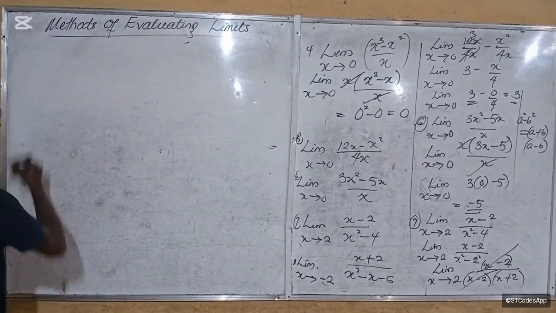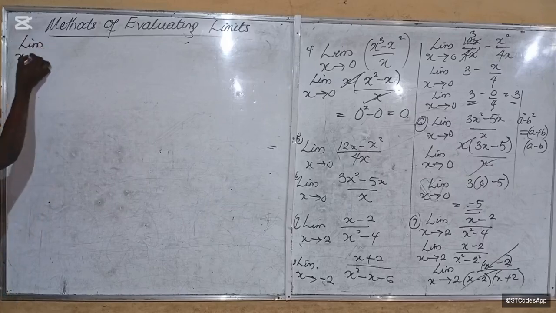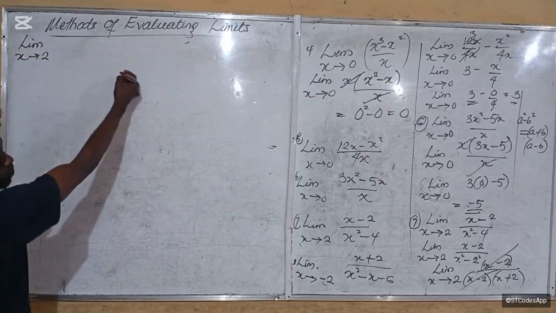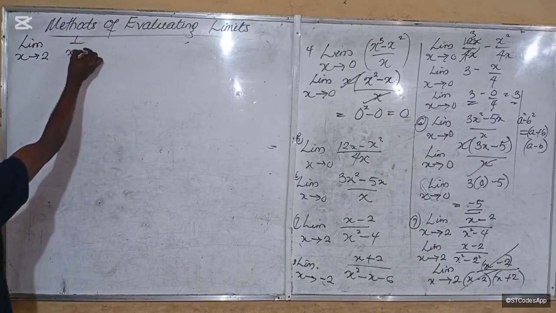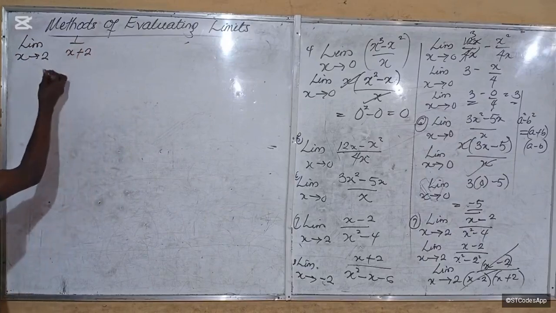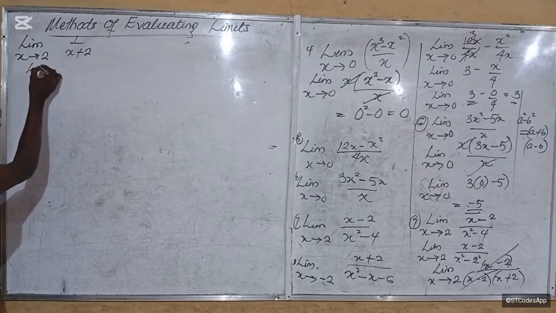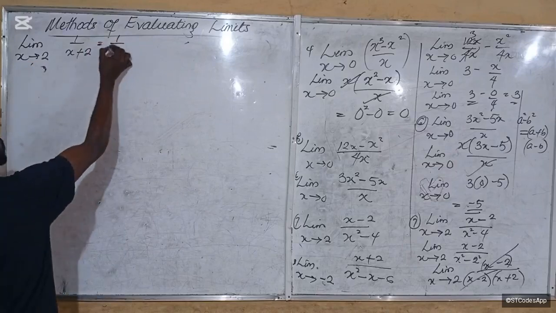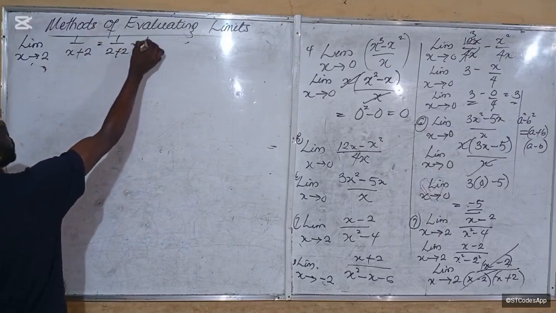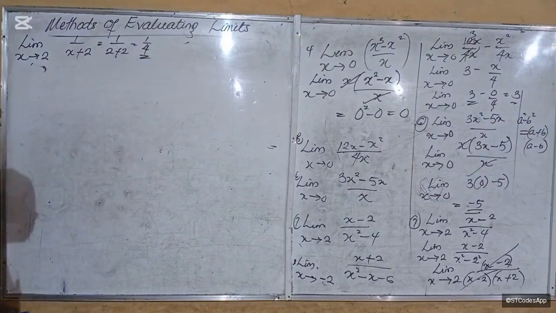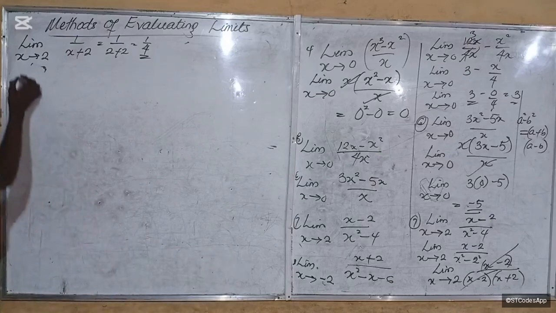So we have the limit as x approaches 2 of 1 over x plus 2. Now substitute this here, so the limit of our function becomes 1 over 2 plus 2, which is 1 over 4. Okay?